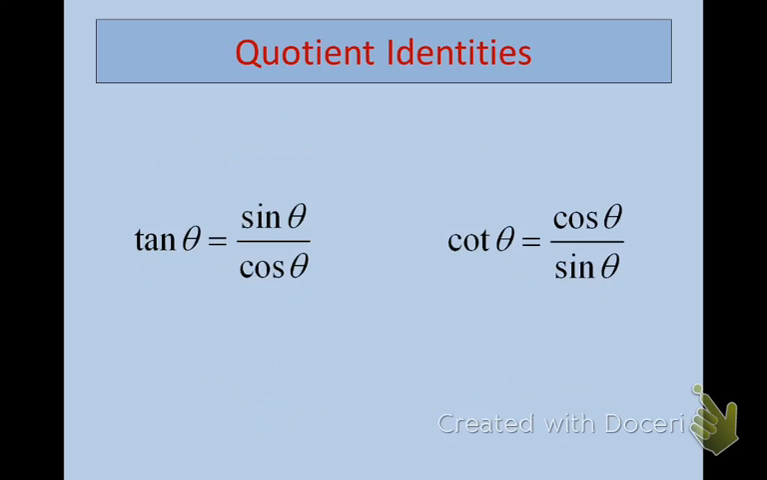The quotient identities are also ones that you've already seen. So the one we've worked with the most has been sine over cosine is the tangent. And then obviously, since the cotangent is the reciprocal of the tangent, if you just flip that fraction to cosine over sine, that would give you the cotangent. So those should be the ones that look familiar.